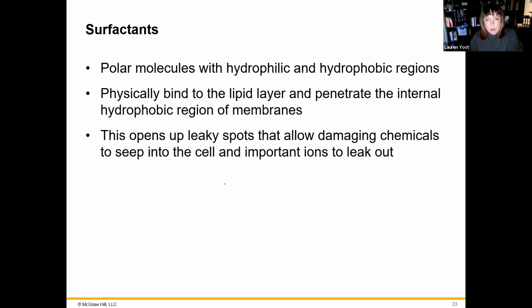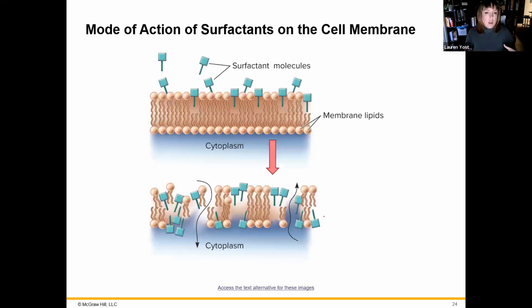Surfactants are polar molecules with hydrophilic and hydrophobic regions that basically act like a phospholipid. They look a lot like a phospholipid. Remember, we had phospholipids and they had the polar head and the hydrophobic tail. Essentially, what will happen with a surfactant, imagine that they also look like that a little bit, is they can squeeze in between. And whenever they do squeeze in between, that can poke holes into that lipid bilayer, causing things to leak out and allow things to come in.